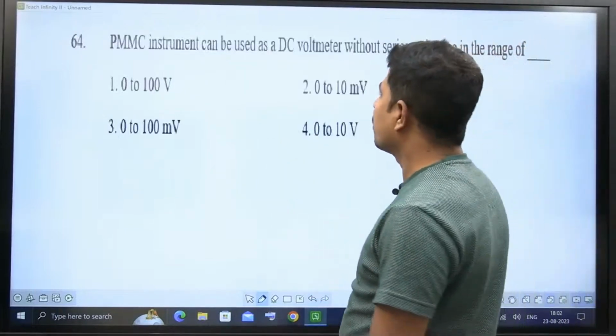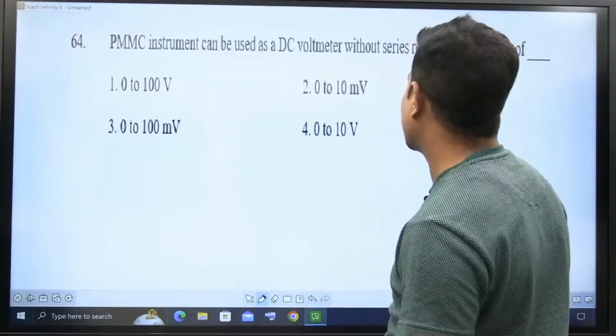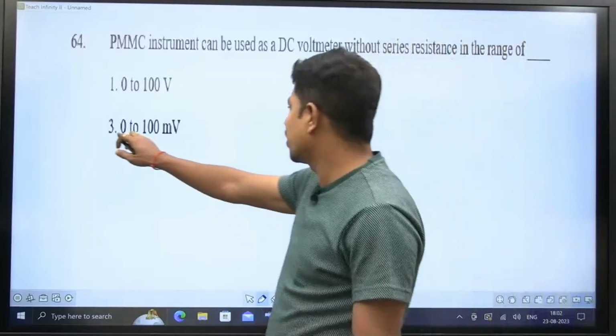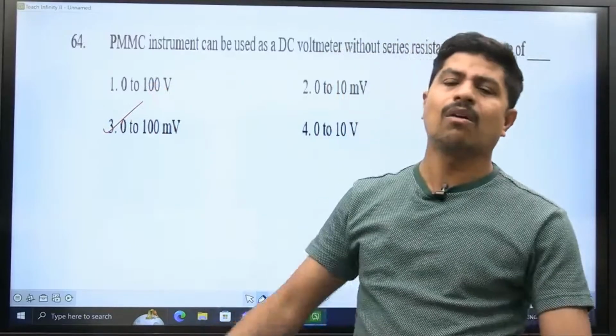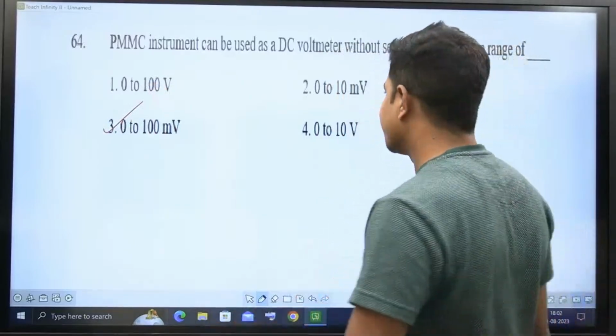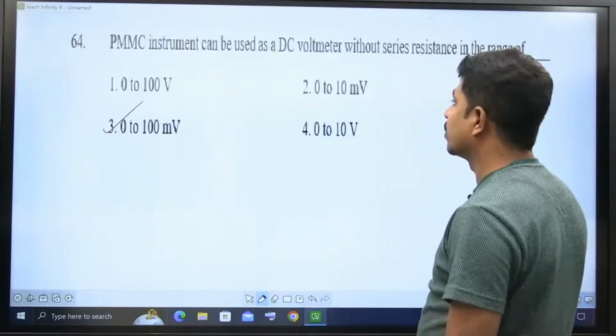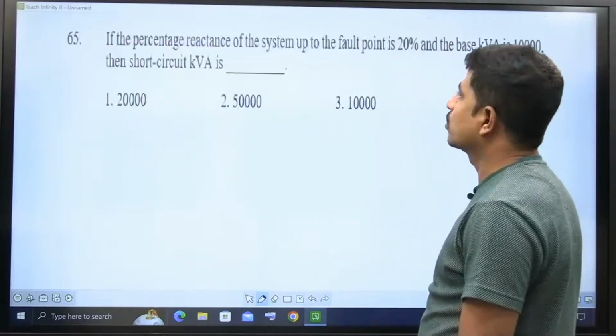Next question. PMMC instrument can be used as DC voltmeter without series resistance in the range of 0 to 100 millivolt. That all of us know. That is a direct question. Okay. 64 is choice 3. Yeah, choice 3. Fine. Yeah, next question.